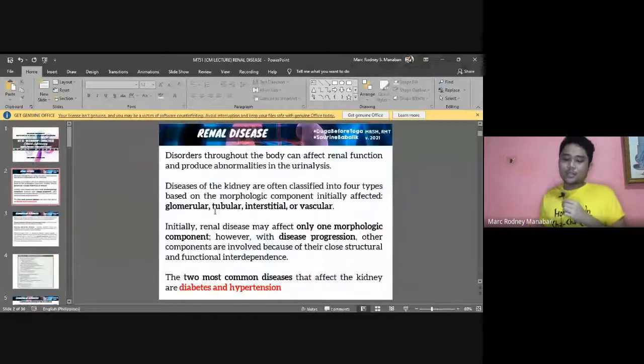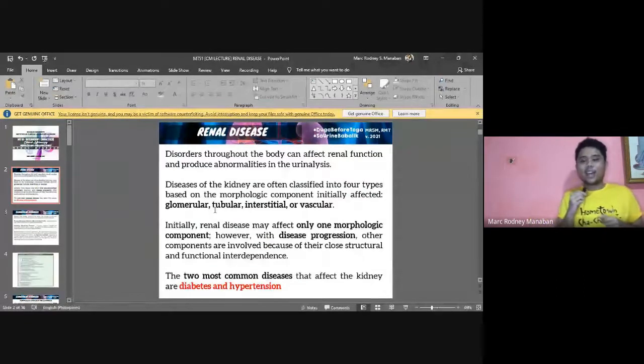Now for kidney disorders, actually any disorder can really affect your kidneys. It could be acute, meaning the kidneys are affected immediately, or chronic, meaning long term, where they get affected in the long run. And they can produce abnormalities in your urinalysis.